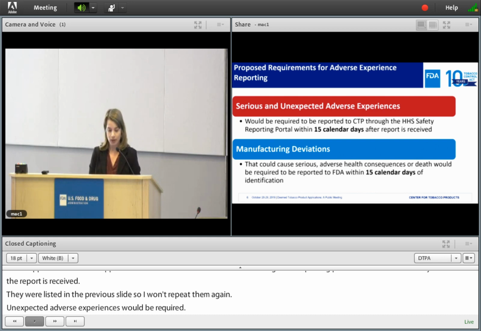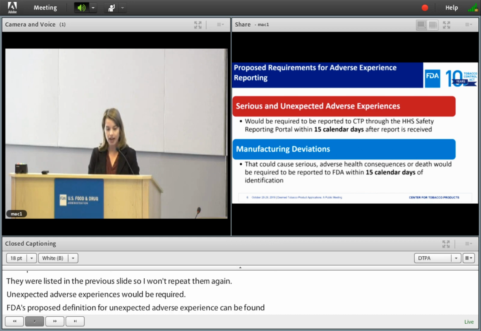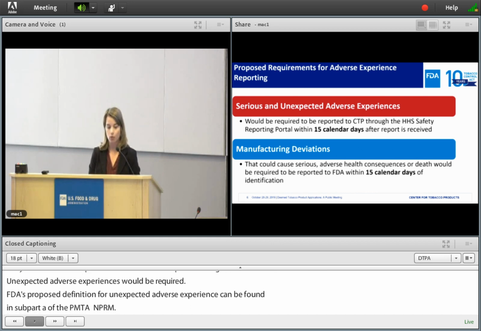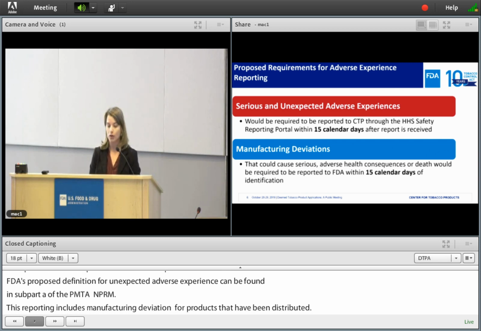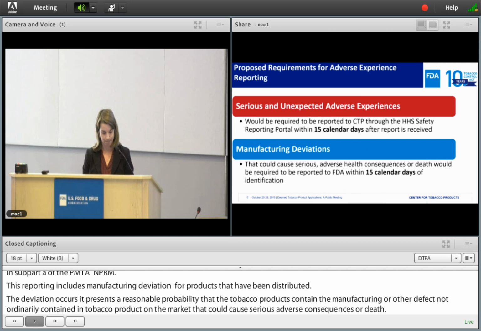This reporting also includes manufacturing deviations. For products that have been distributed, if a deviation occurs that presents a reasonable probability that the tobacco product contains a manufacturing or other defect not ordinarily contained in tobacco products on the market that could cause serious adverse health consequences or death, the applicant would be required to report this deviation to FDA within 15 calendar days of identification.